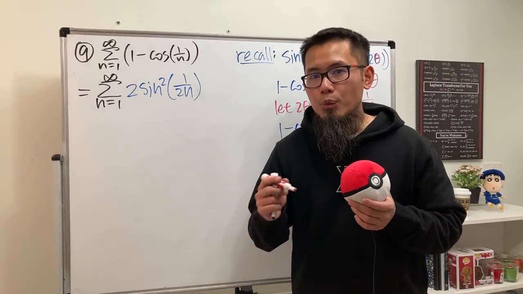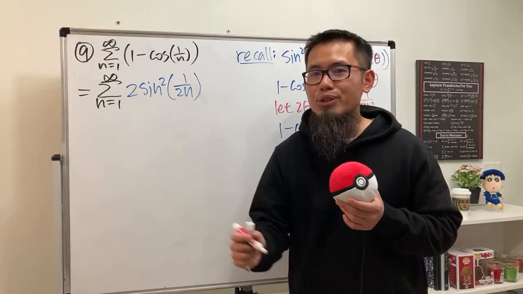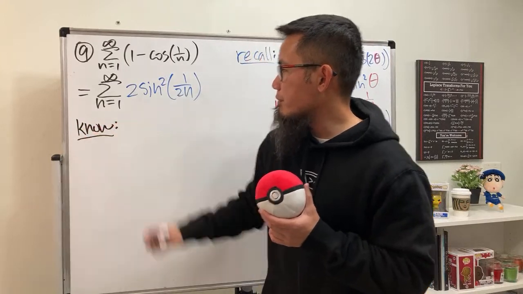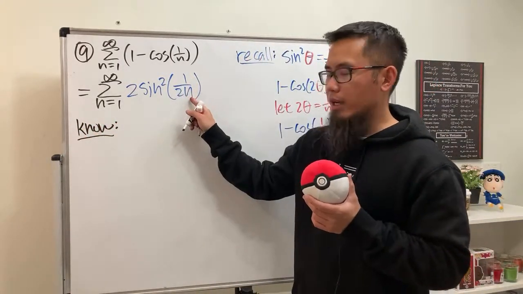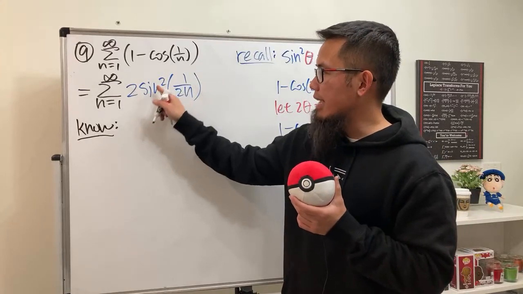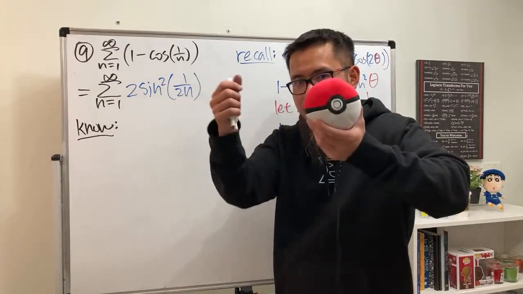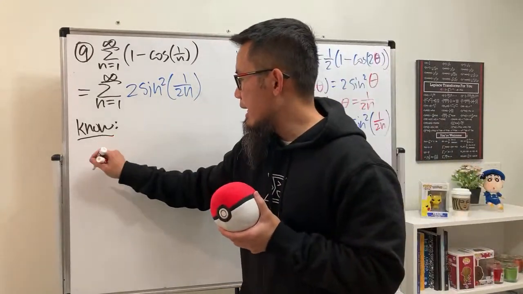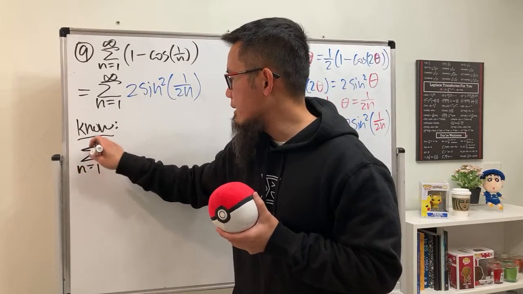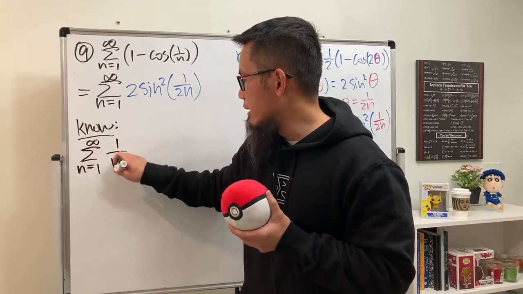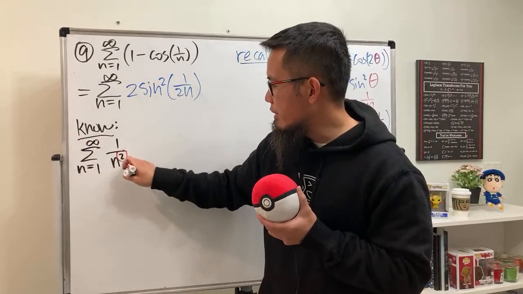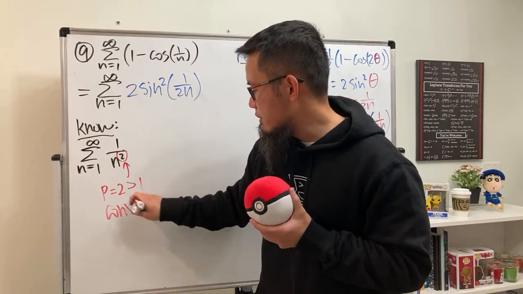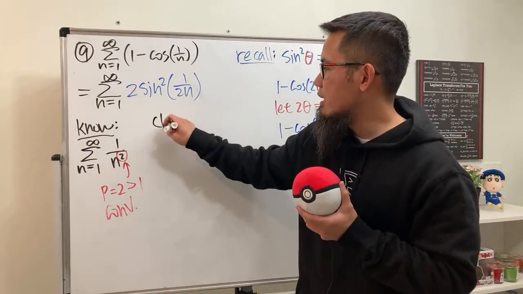Well, we are still going to do comparison, especially the limit comparison. But this time, let's put down what we know. I'm not going to use 1 over n because the truth is this is sine square, meaning sine times sine, so this is actually being multiplied twice. So let's go ahead and do this. We know the series as n goes from 1 to infinity. Let's use 1 over n squared. And of course, by the p series, it converges.